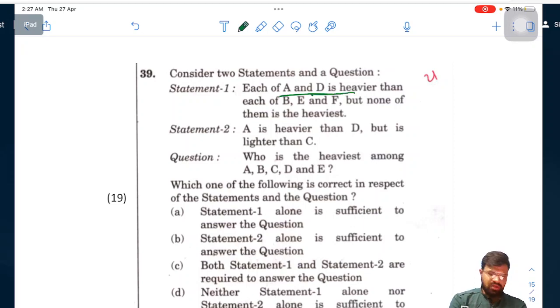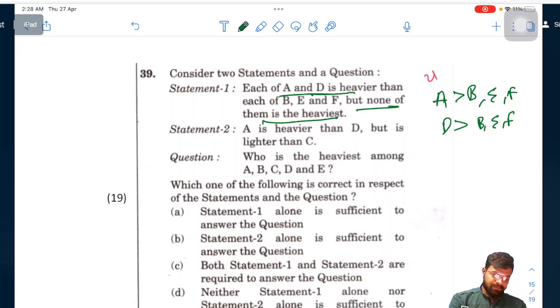So A and D are heavier than each of B, E, and F. So A is heavier than B, E, and F. D is heavier than B, E, and F. But none of them is the heaviest.